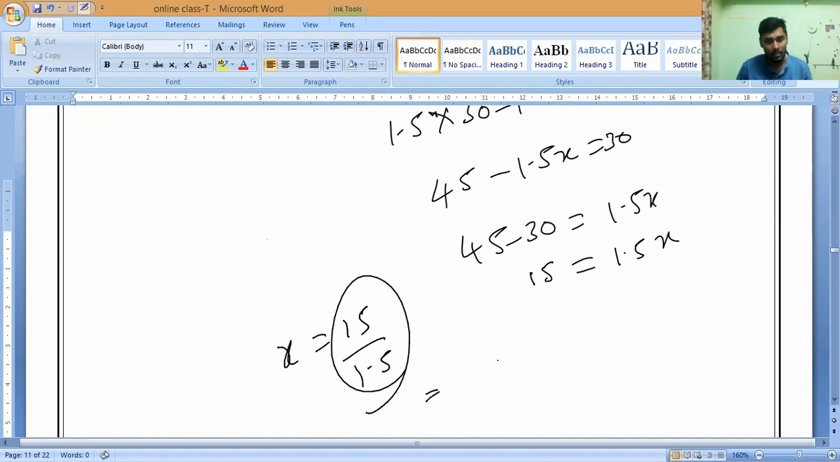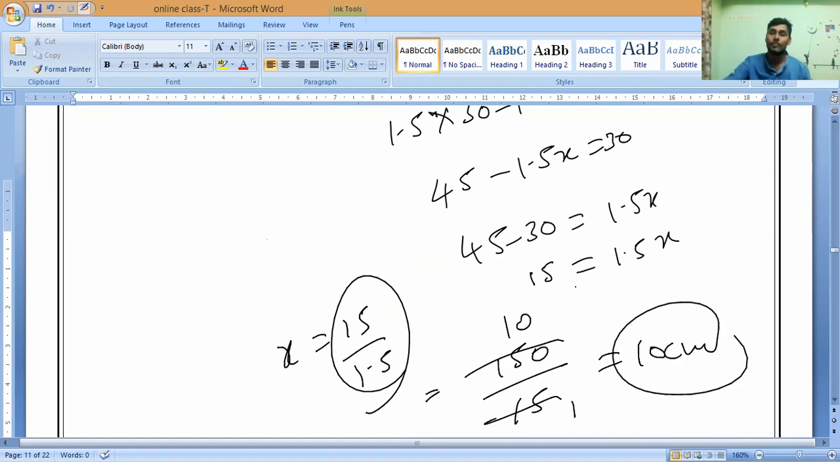So which will give you the answer. 150 divided by 15. 15 ones are 15, 15 tens are 150. So 10 centimeters. That's all.